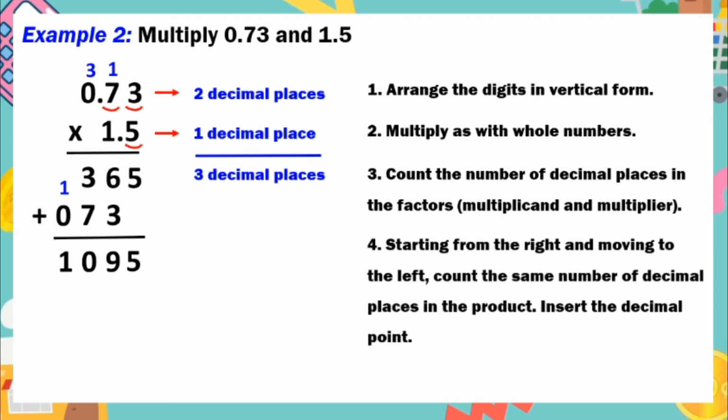Step 4. Starting from the right and moving to the left, count the same number of decimal places in the product. Insert the decimal point. Meron tayong 3 decimal places. So, bibilang tayo ng 3 digit mula kanan papuntang kaliwa. Then, doon natin ilalagay ang decimal point. So, the final answer is 1 and 95 thousandths.